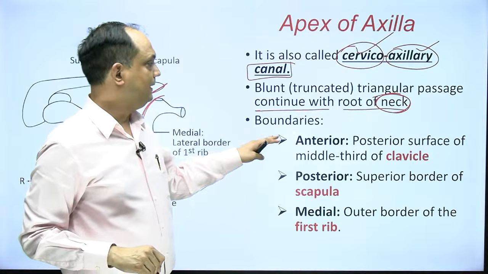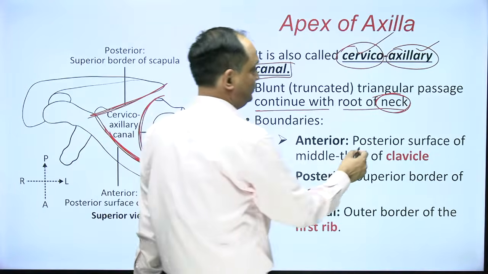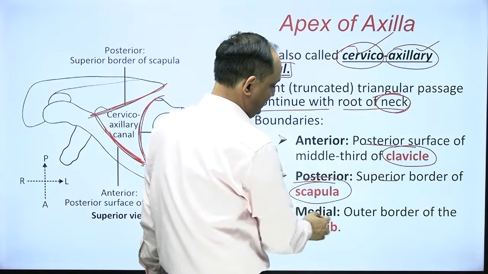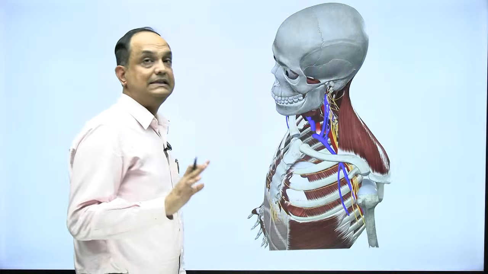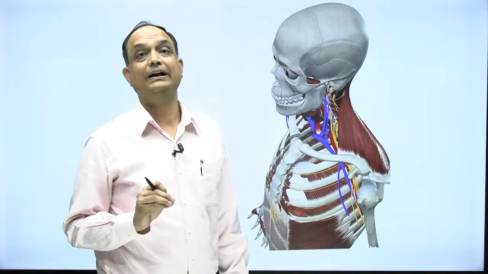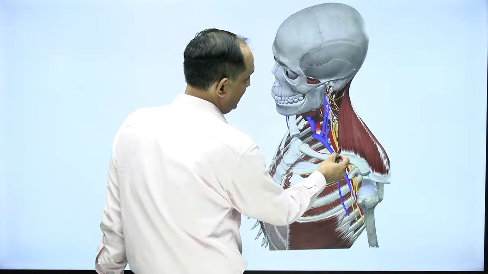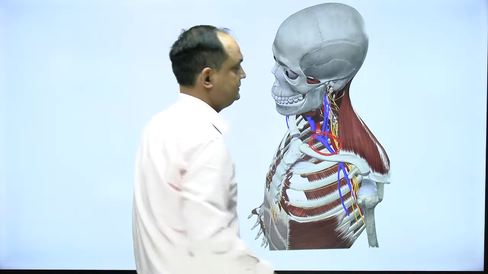Now when you are talking about the boundaries of the apex, I just told you anteriorly the posterior part of the clavicle, posteriorly the superior border of the scapula, and medially it is bounded by the first rib. Clear? Now in this image, if I am talking about the cervicoaxillary canal or the apex, this is the area I am talking about. This is the area which is behind your first rib.